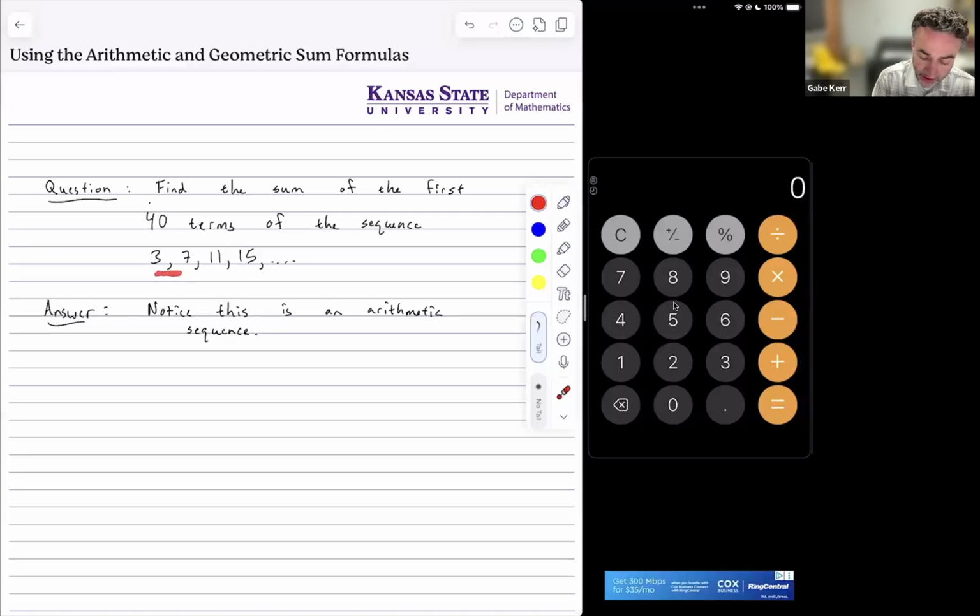is 4. 7 minus 3 is 4. 11 minus 7 is 4. 15 minus 11 is 4. So the difference between each term is 4. So you get this common difference. And you can say this is because there is a common difference of 4. If you notice that that number is changing, then you're not in an arithmetic sequence.